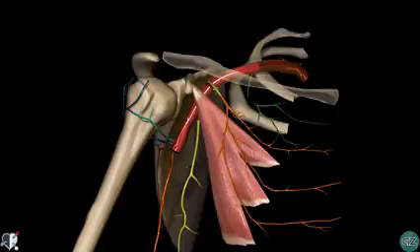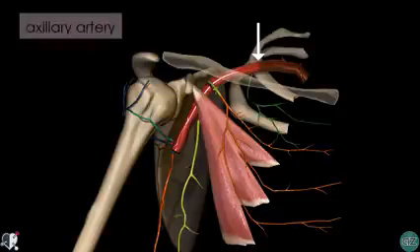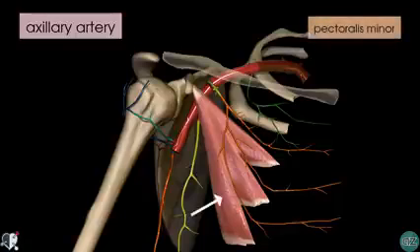We're now looking at an isolated view of the axillary artery and its branches. You can see the subclavian artery crossing the lateral border of the first rib to become the axillary artery. Also on the model here, you'll notice that I've left a muscle on. This is the pectoralis minor muscle, which you can see originating on the coracoid process of the scapula.